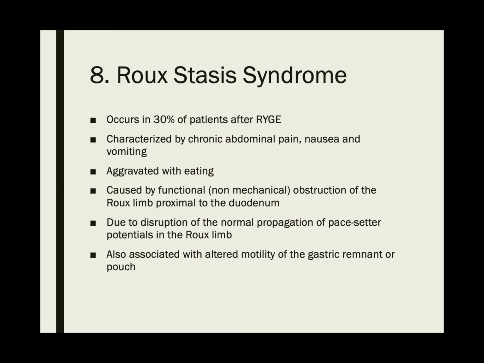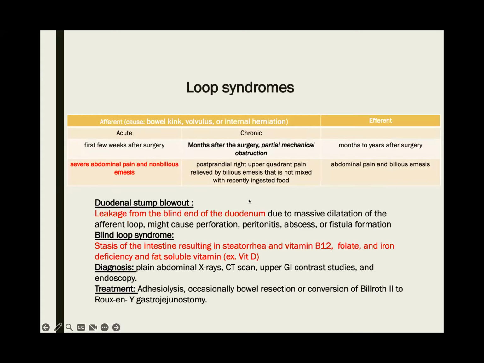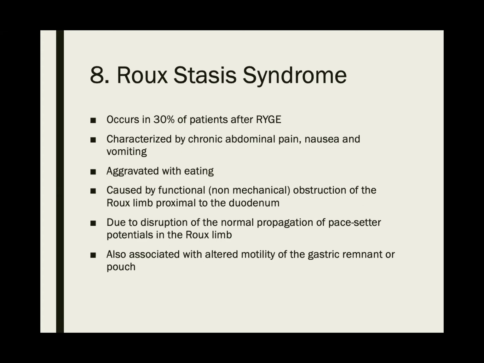Okay, so this is Roux stasis syndrome. This is related to Roux-en-Y procedures, and it's characterized by chronic abdominal pain, nausea, and vomiting, aggravated with eating. All of these loop syndromes and dumping more often are associated with the Billroth procedures. So this is related to Roux-en-Y, okay? It's aggravated by eating. It's caused by functional, non-mechanical obstruction of the Roux limb proximal to the duodenum, okay.